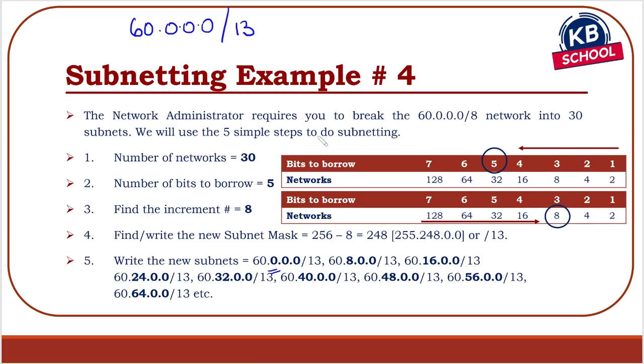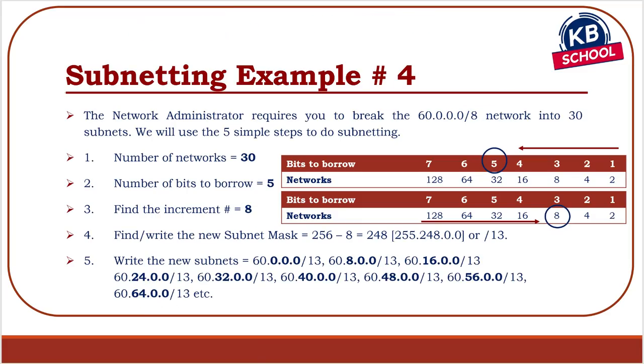Why 13? I started with 8 and I borrowed 5 bits, so 8 plus 5 is 13. My next network over here is 60.8. Why 8? My increment is 8. So 60.8 would be my second network, third network, fourth network, fifth, sixth, all in increments of the increment number.